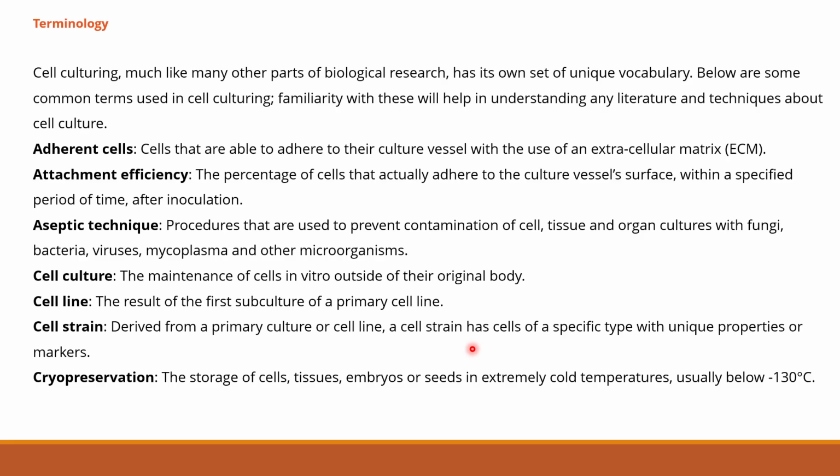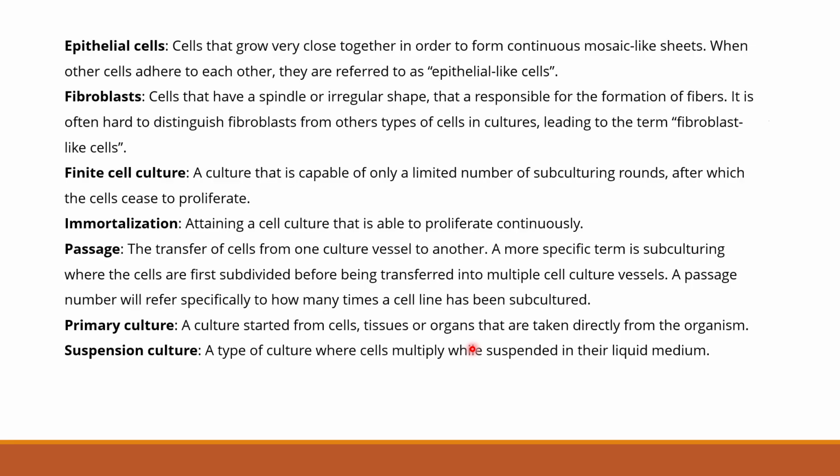Next term is epithelial cells, cells that grow very close together. In the body, generally, the epithelial layer is the topmost layer lining most of the organs, or outside the body, the skin. All these come under epithelial cells. The unique property of these cells is that they adhere to each other. There are some cells which are not exactly epithelial in origin, but they have the capacity to adhere with each other, so they are called epithelial-like cells.